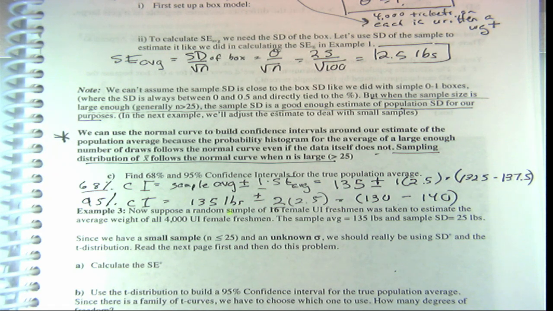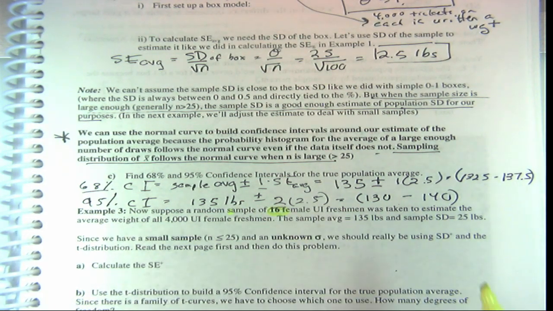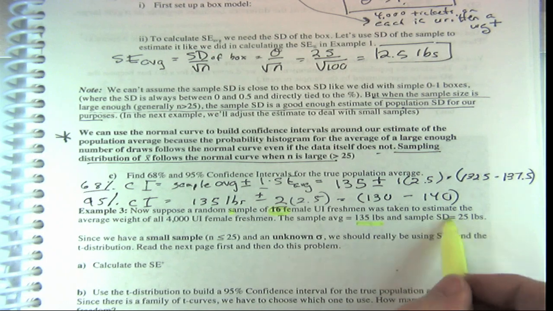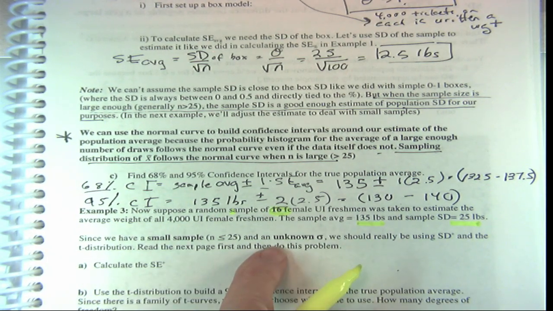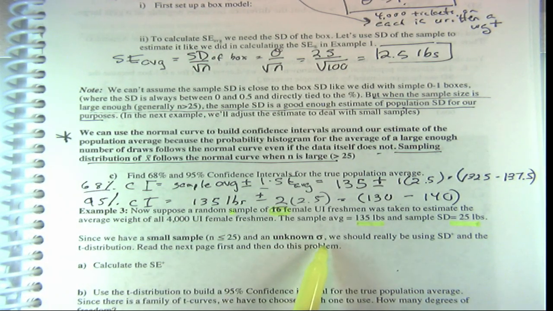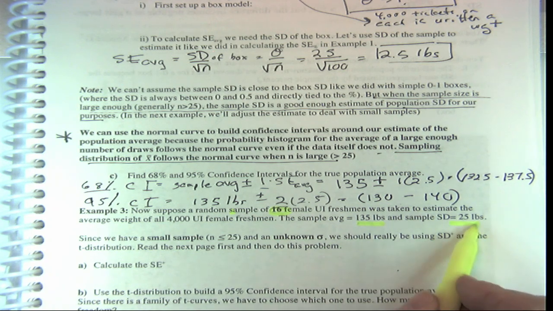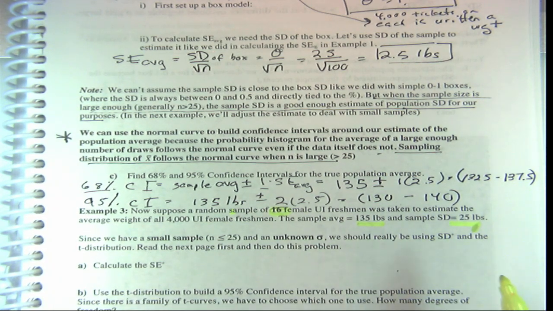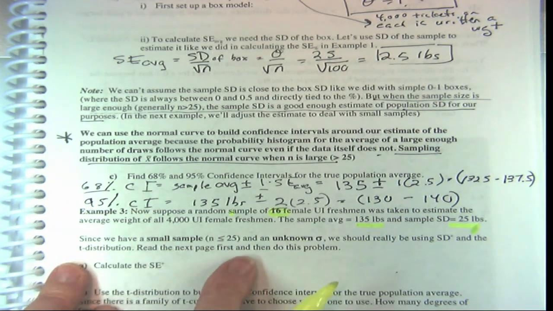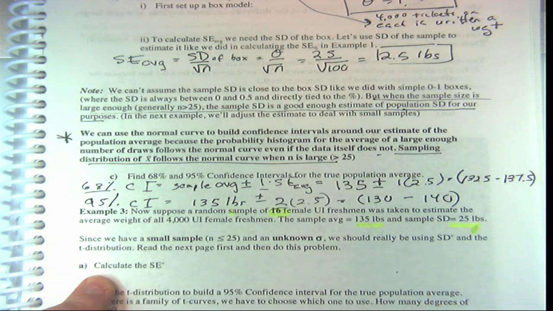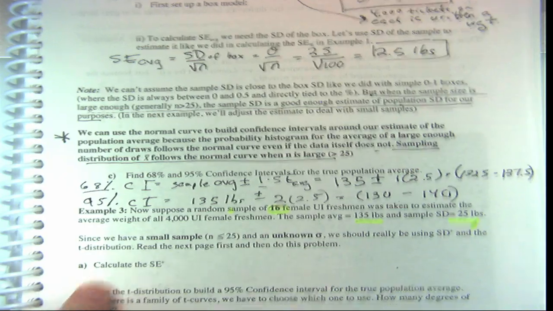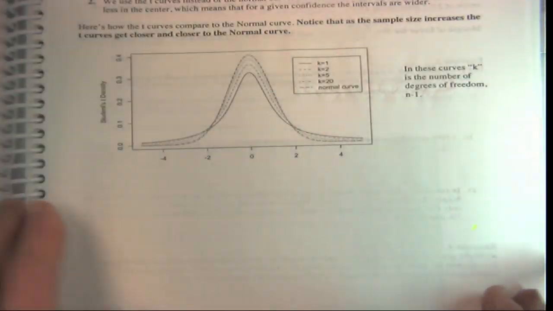Now, what if we had a small sample? So now we're going to look at the t distribution. Suppose we only had 16 females. We got the same results. Since we have a small sample and we don't know the standard deviation of the box, this 25 is not a great estimate of it. So we really should be adjusting that standard deviation and also using the t distribution. Let's look at that and then we'll do the problem.